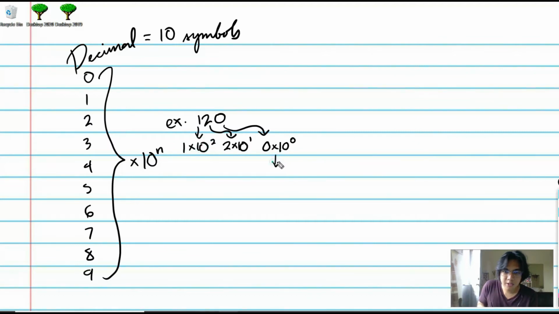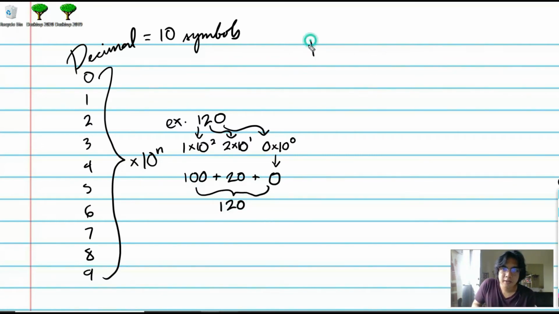If we evaluate all of these multiplication operations, we get: 10 raised to the 0th power is 1, times 0, we get 0. 10 raised to the first power is itself, times 2 is 20. This is 10 multiplied with itself, so it's 100, times 1, we get 100. And then we just add all these things together, we arrive at 120.